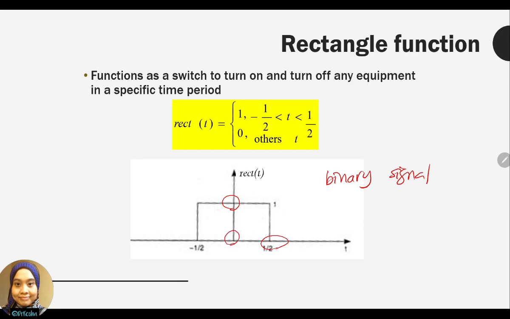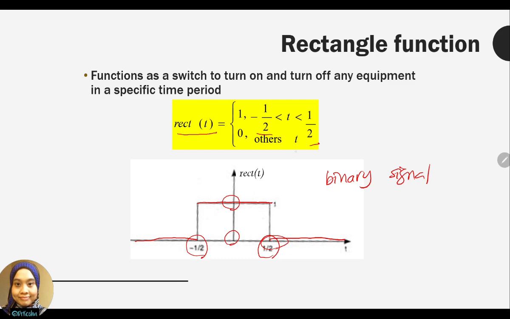So 0 over here, sorry. Okay, so the rectangular function, especially on this figure, can be represented by having the rectangular t equal to 1. Okay, 1 is actually here. So what is the time? The time taken is between negative half t, right here, until positive half t. Okay, and the rest of the area will be 0.